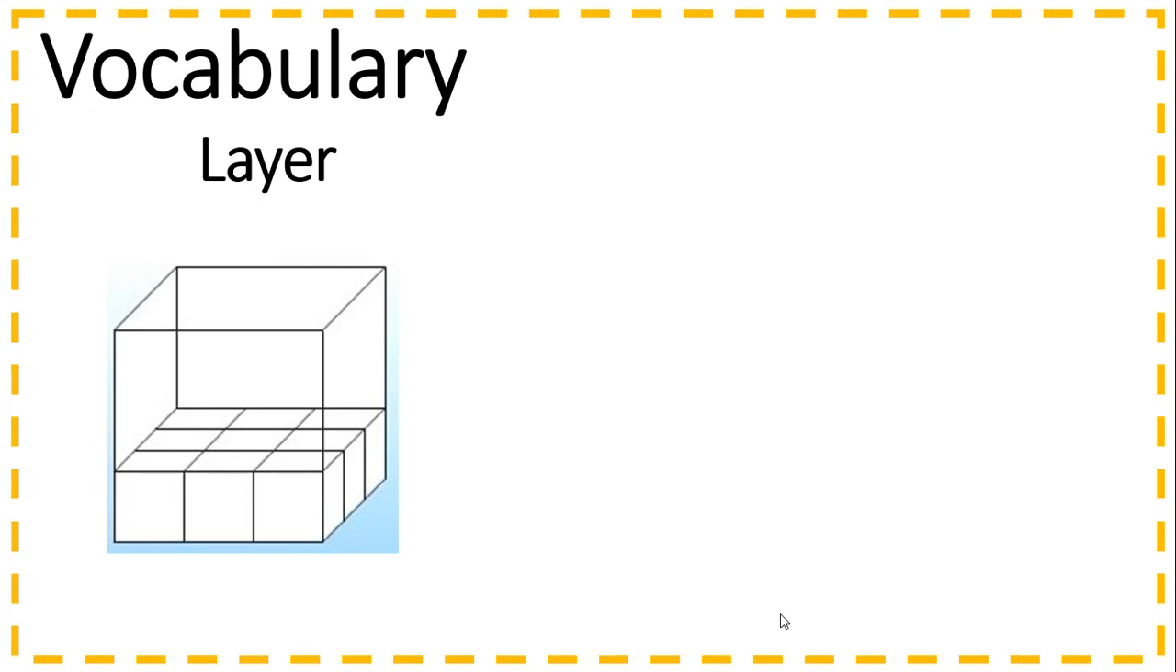When trying to find volume, we can find the number of unit cubes on each layer and then multiply that by the total number of layers. The layer is also known as the base. So when we're using the formula, we can multiply the base, which is length times width, and we can multiply that by the height.